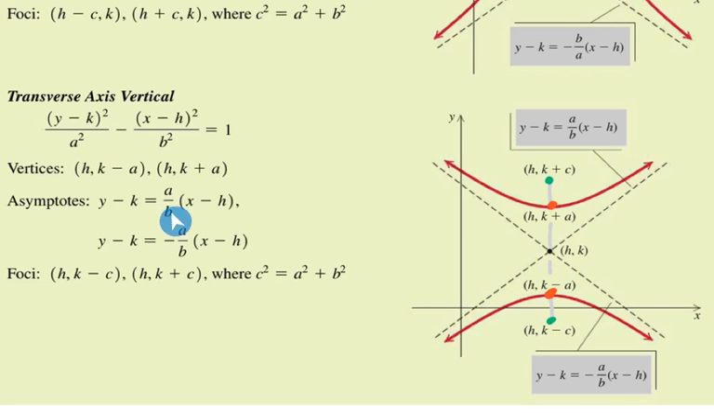The only difference here when we talk about that slope is a over b. Remember, slope is rise over run, change in y over change in x. What's the number under y? a. What's the number under x? b. In this case, our ratio for the asymptotes, if it is a vertical transverse axis, would be a over b. So now that we've looked at all of that and we have a good understanding, I think it would be important for us to look at an example.